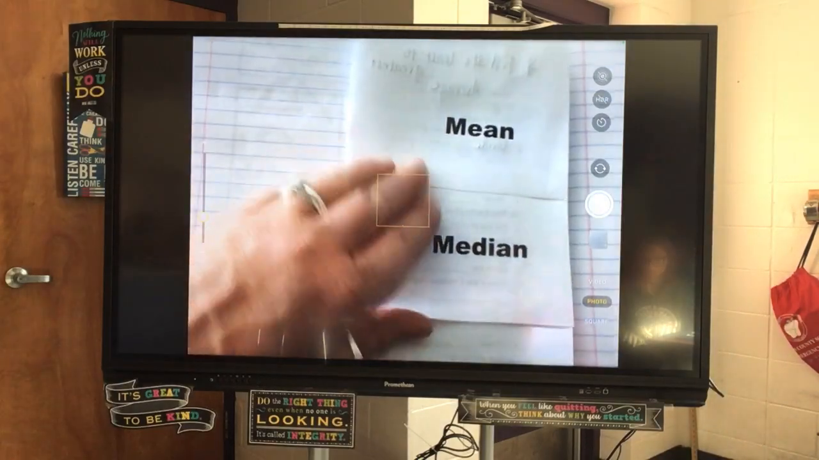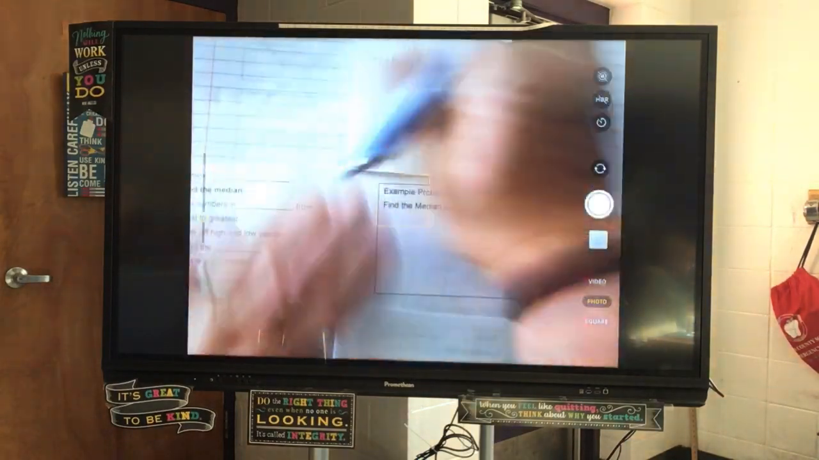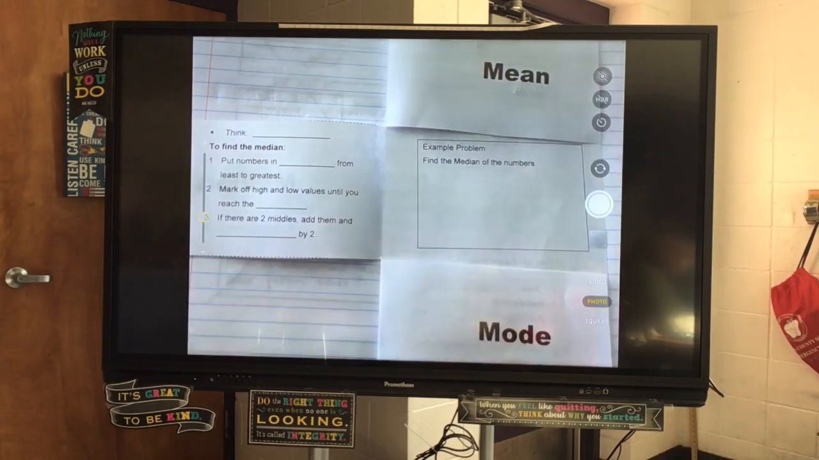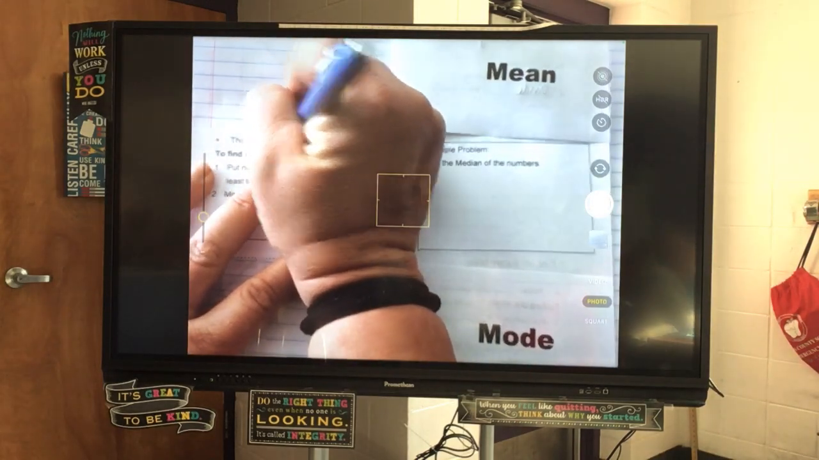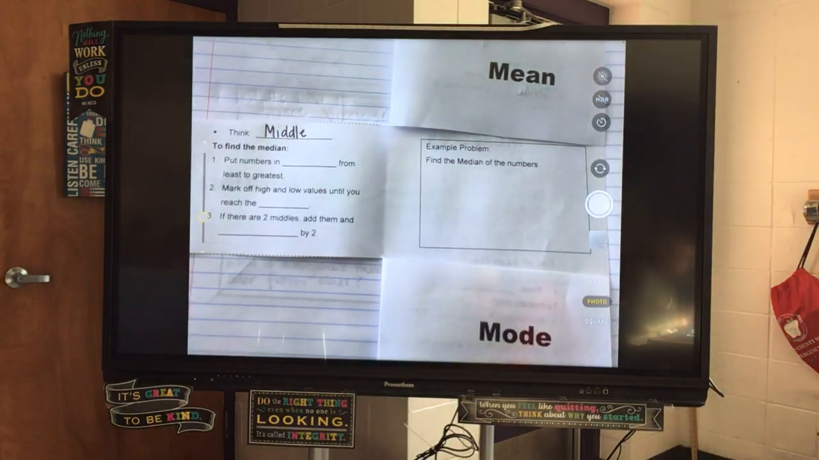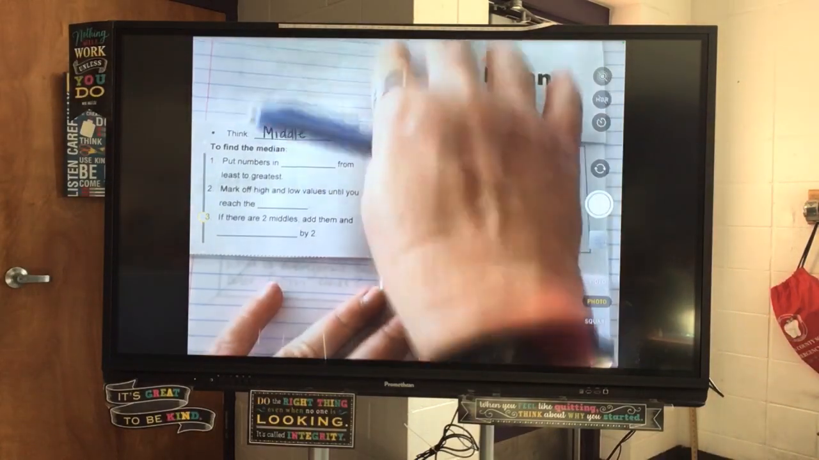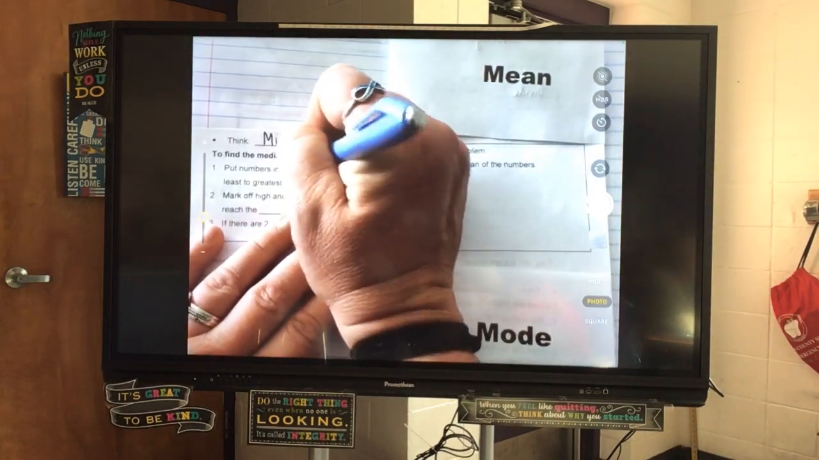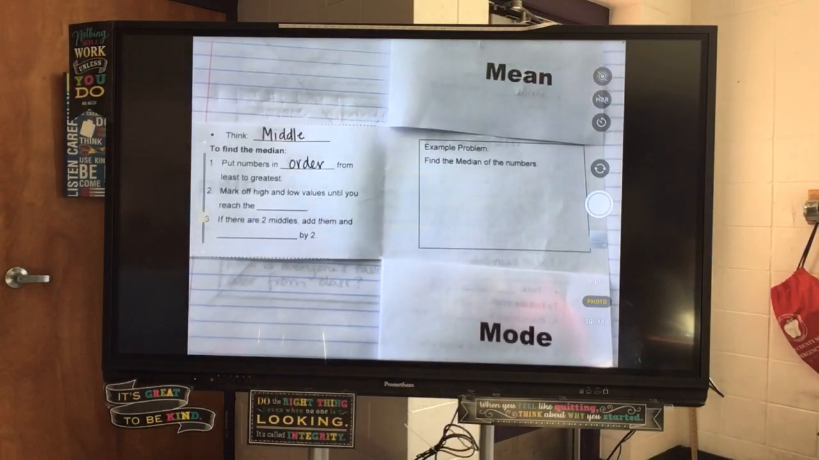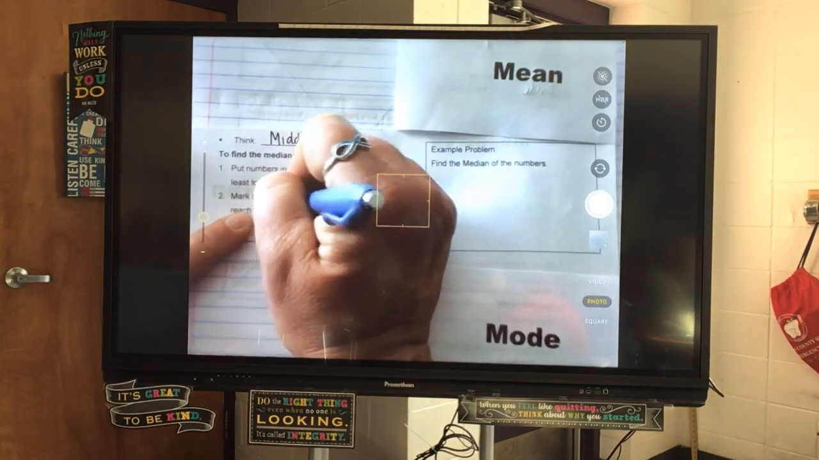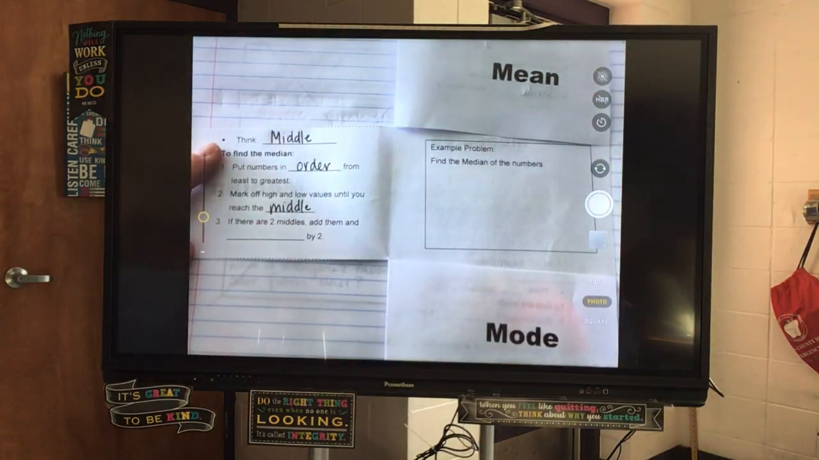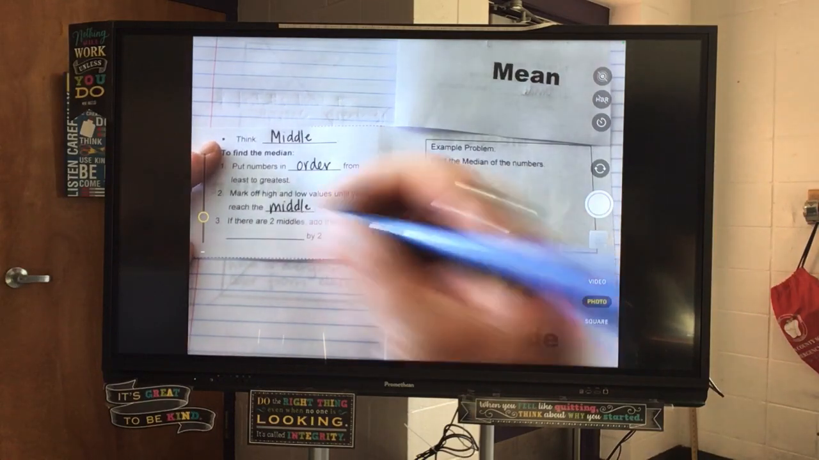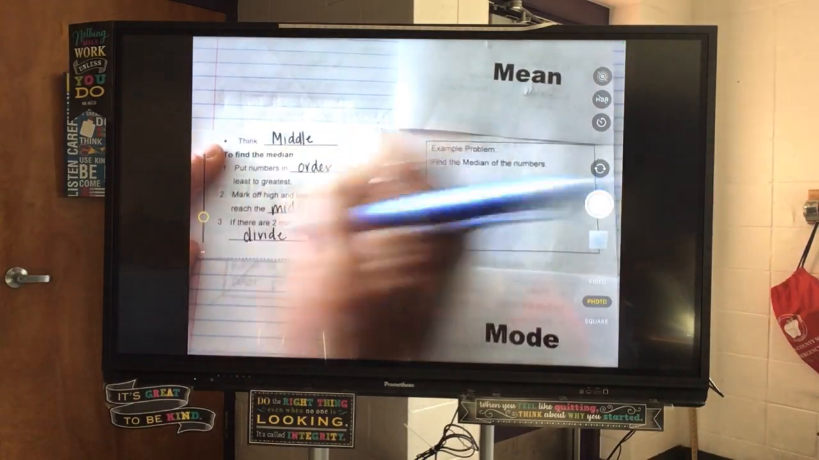All right, median. So when you're thinking about median, I want you to think about the middle. So you essentially are finding the number in the middle. Median is one of the easiest things in the world to find once you actually know how to do it. So the first thing you're gonna do is put the numbers in order from least to greatest. Then step number 2, you're gonna mark off high and low values until you reach the middle. And then if there are two numbers, two middles, add them and divide by 2.